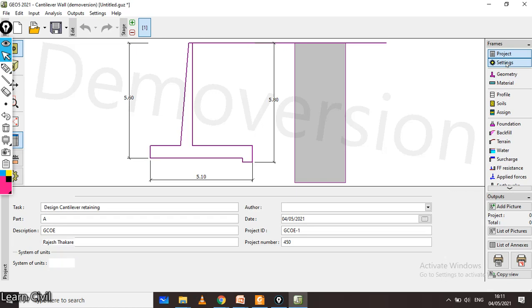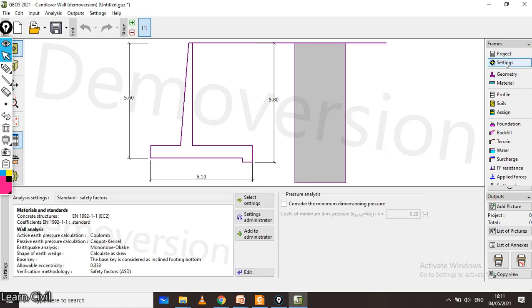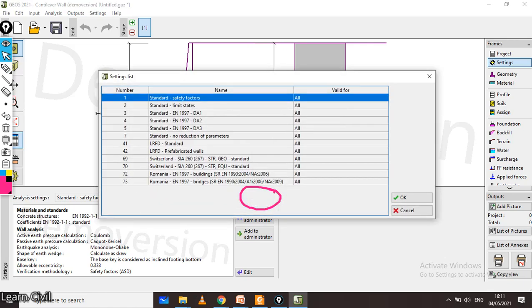Then next you have to go to this setting, and in this setting click here on select setting, and select this LRFD standard, because for this IS code, IS 456 is not available. So we'll be selecting this LRFD standard.